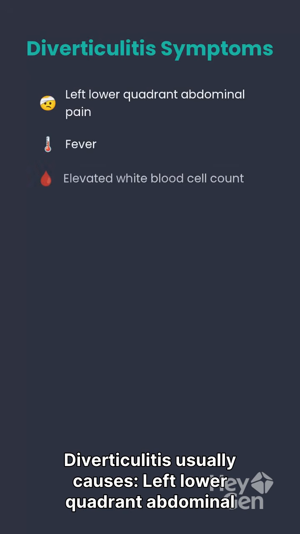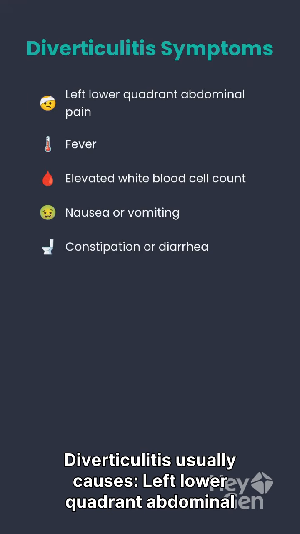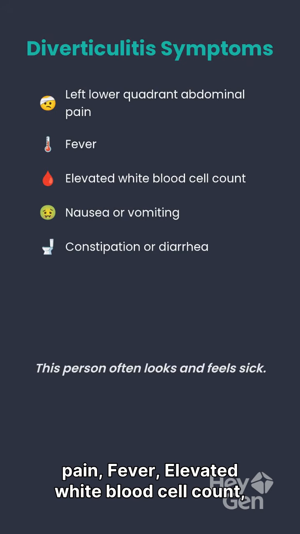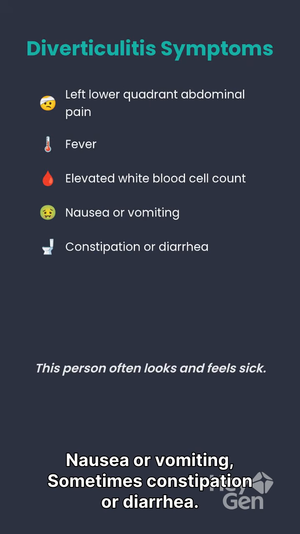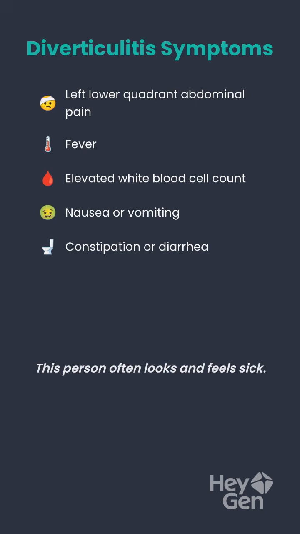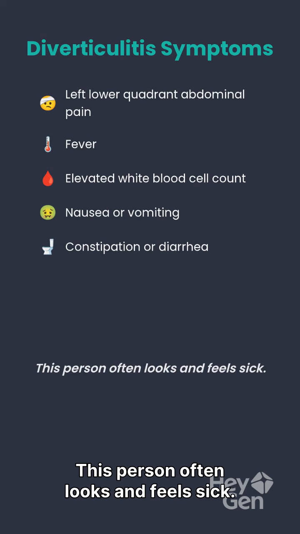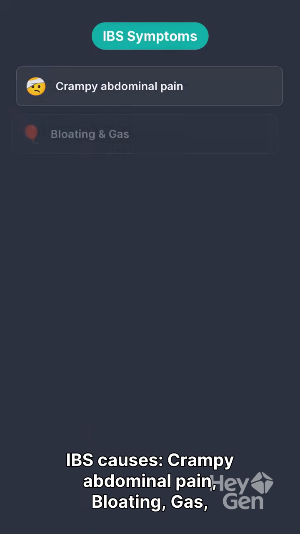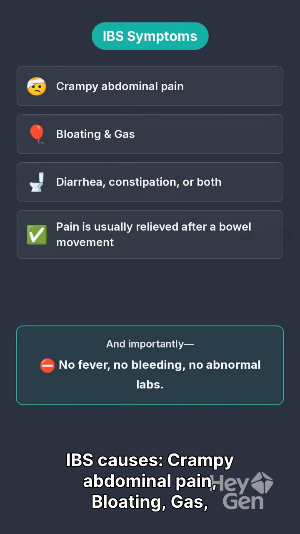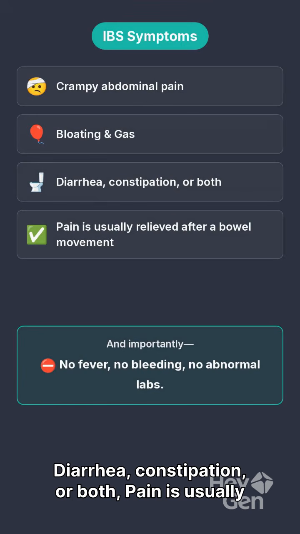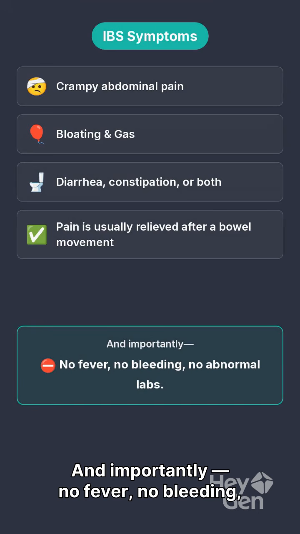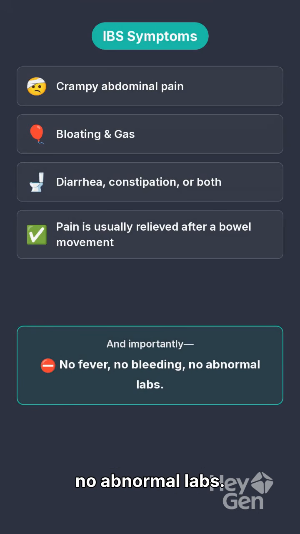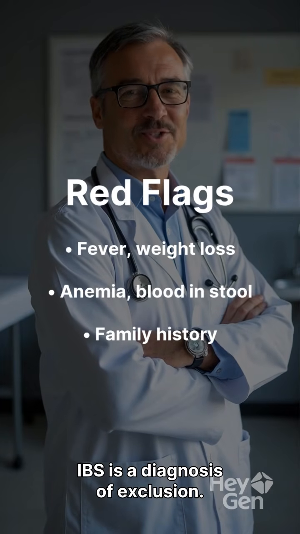Diverticulitis usually causes left lower quadrant abdominal pain, fever, elevated white blood cell count, nausea or vomiting, sometimes constipation or diarrhea. This person often looks and feels sick. IBS causes crampy abdominal pain, bloating, gas, diarrhea, constipation, or both. Pain is usually relieved after a bowel movement. And importantly, no fever, no bleeding, no abnormal labs. IBS is a diagnosis of exclusion.